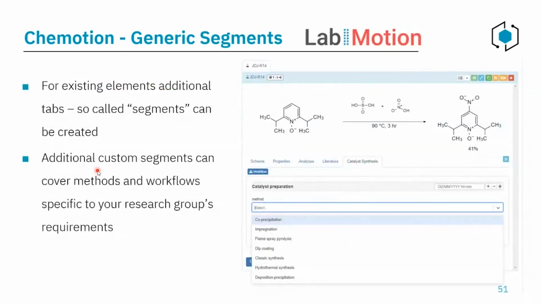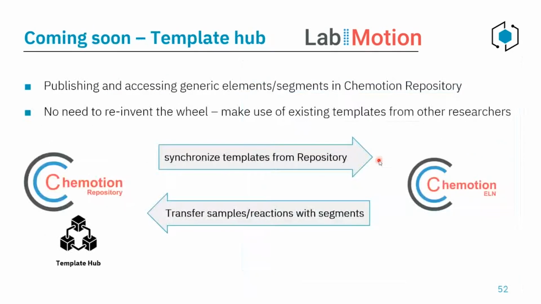You might not only want to have a new element, you might just want to have an additional tab. So let's say, for example, you are in this case somebody working with catalysts. You could then add an additional tab called catalyst synthesis, where you could have a predefined generic segment in there. Or if you are a photochemist, you could create your own segment where the details of the photochemical reaction are documented, right? So again, if you are synthetic chemists and there are just some things that are not quite represented within the ELN, you have the tools to create that and document it.